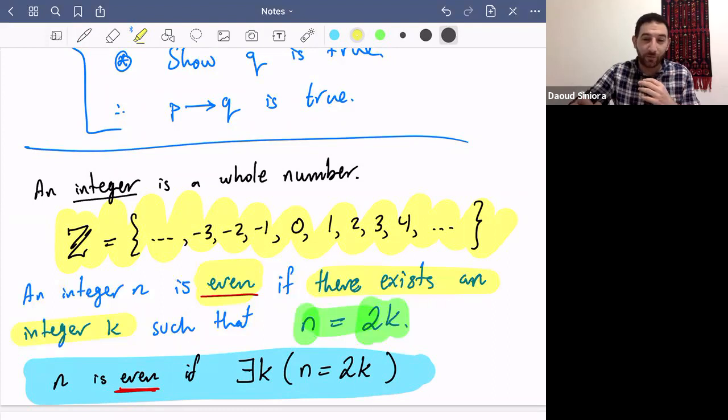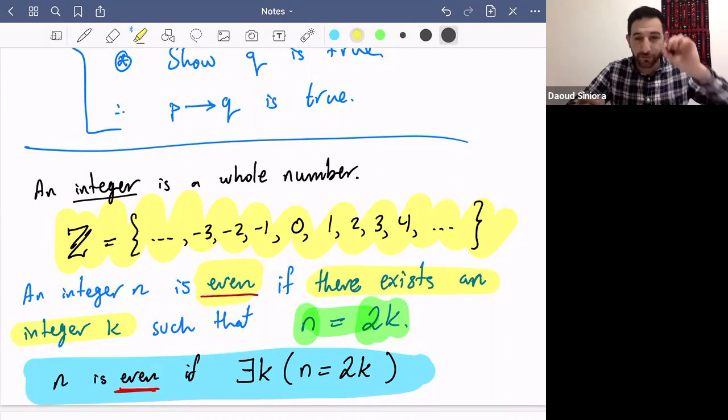What does it mean for n not to be even? It means that such a k doesn't exist. No matter how we try to find k, twice k is never equal to n. So it means there exists no integer k such that 2 times k is n. If you go through the integers one by one and multiply them by 2, you will never get n. In this case, it's not even. If you manage to find one k such that 2k is equal to n, we call n even.